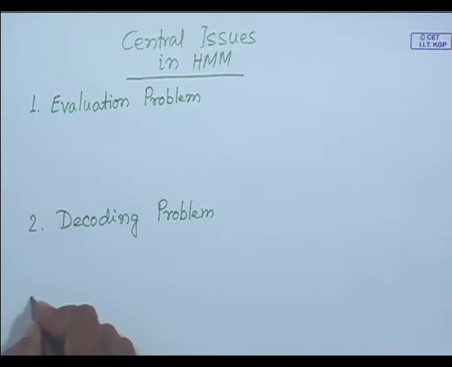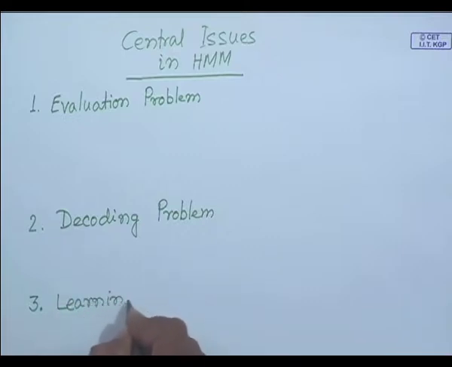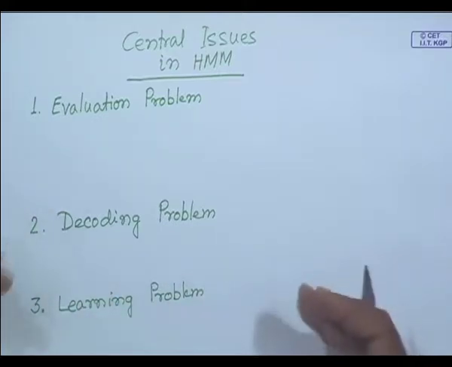And the third problem, which is very important not only in the case of hidden Markov models but in all classifiers, is the training of the classifier, or classifier learning, because unless the training is done properly, the classifier cannot classify the patterns. So, the third problem is the learning problem, that is, how the hidden Markov model actually learns the patterns, or how you train the hidden Markov model.